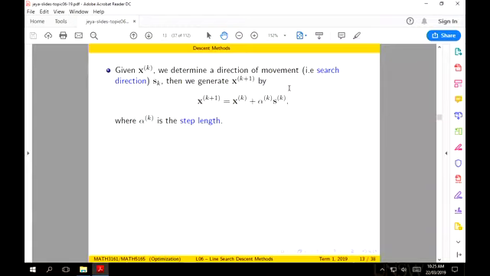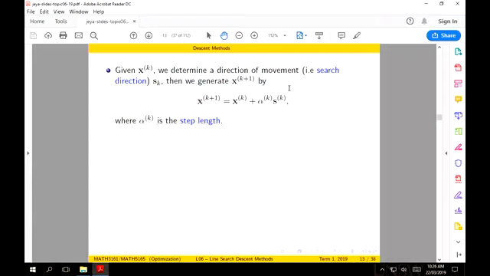Scheme here. All right. Given xk, we need to determine a direction of movement. That's called the search direction, sk. Then we generate a point xk plus 1 using this direction sk, such that the function value at xk plus 1 is smaller than the function value at xk. Obviously, we are minimizing it. And this alpha k is called the step length, which says how far you can move in that direction. So two things here: you need to find the search direction sk and the step length alpha k.